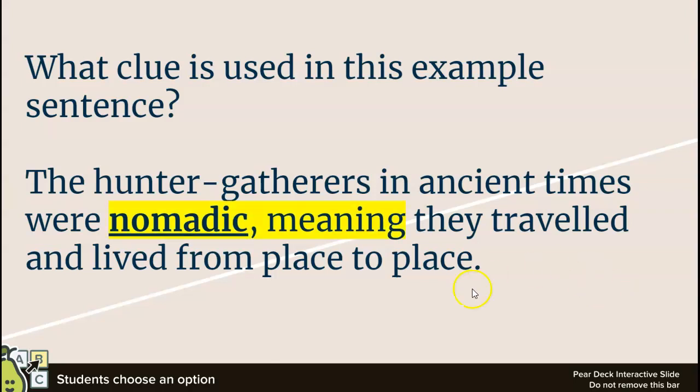Hopefully you chose the answer that said that there is a comma and there's the keyword meaning. Remember, the comma was one of the key punctuation we expect to see with this type of context clue, and then meaning was one of our keywords. So nomadic means traveling and living from place to place.